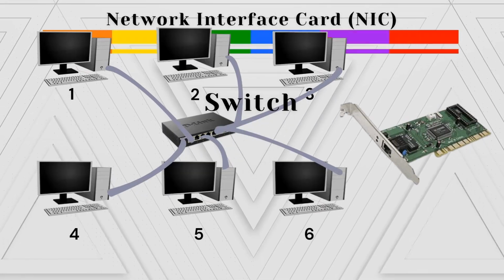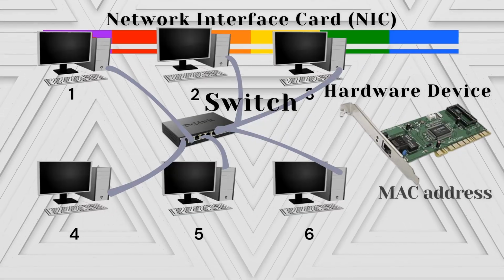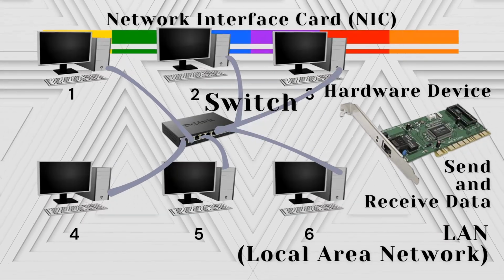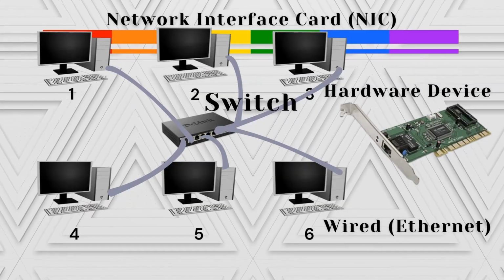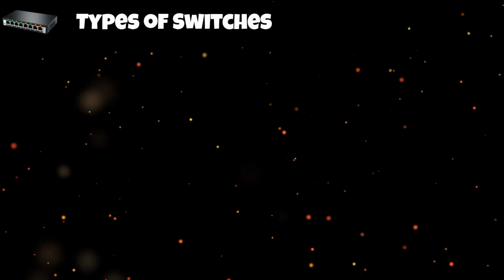Network interface card is a hardware device that connects a computer or network device to a communication network. It contains the MAC address and helps devices send and receive data over a network. It is either wired, Ethernet, or wireless, Wi-Fi adapter. Let's learn the types of switches.